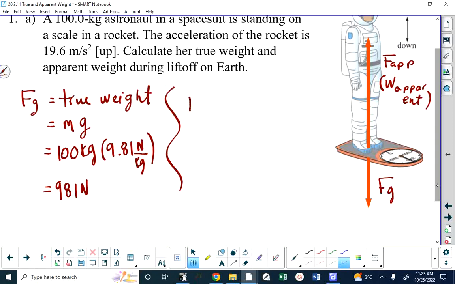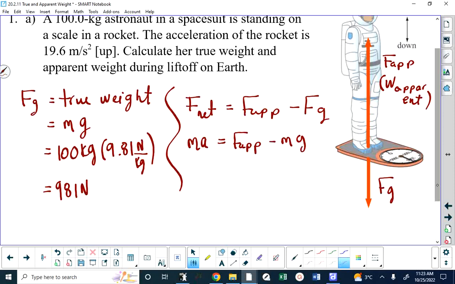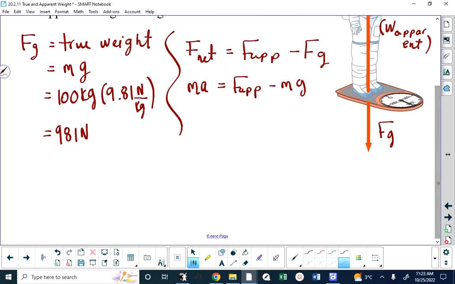So Newton's second law says the net force can be found by adding these forces, which would be the applied force minus the force due to gravity. It's interesting. The net force is the apparent weight minus the true weight. So I can put ma here equals the applied force minus mg. We've already calculated mg. It's 981.